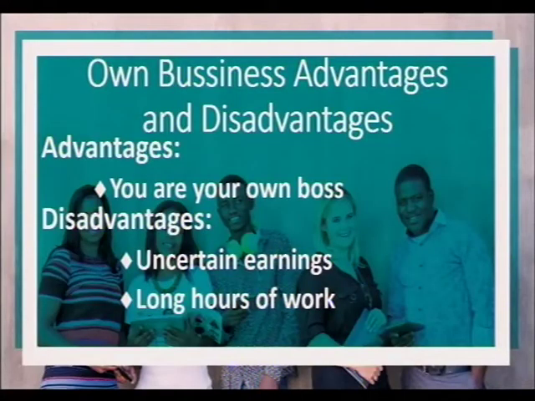So that is what we mean by uncertain earnings, which means at the end of the month you can make a lot of money, but in the middle of the month you can make only little money or none at all. And then the second one is there are long hours of work, which means some days the business will go well and you will work for long hours. Other days there are no customers, but you must still put in the long hours because you want your business to work.